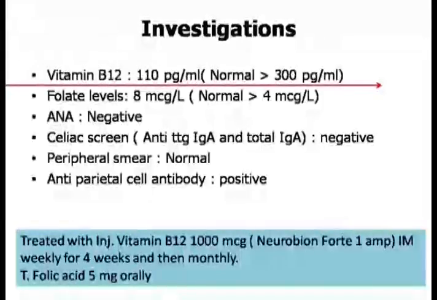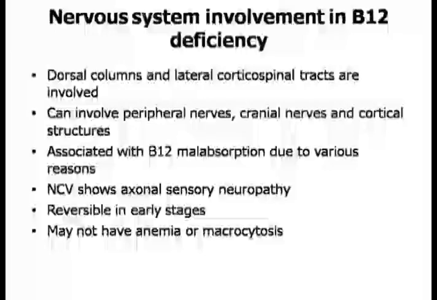So this patient got treated with vitamin B12 and folic acid, and the patient had an improvement. Now, just to take one slide on B12 deficiency. B12 deficiency primarily involves the dorsal columns and the lateral corticospinal tracts. And so these patients do have a combination of both peripheral neuropathic signs as well as upper motor neuron signs.